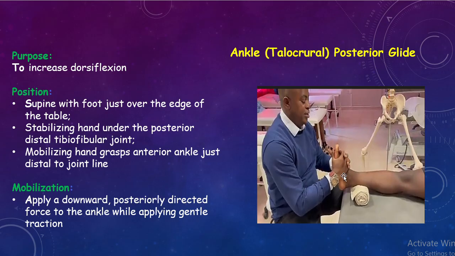Posteriorly directed movement in the ankle joint by anatomy is supposed to be plantar flexion, but because the talus is convex in shape, what is that going to result in? Dorsiflexion. So posterior glide of the ankle will produce an increase in dorsiflexion.